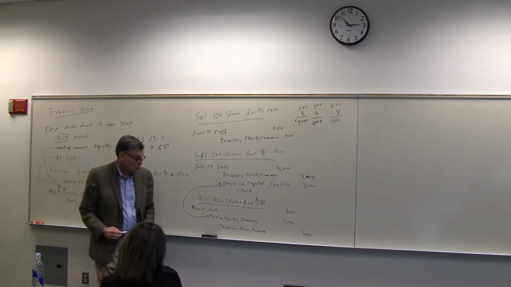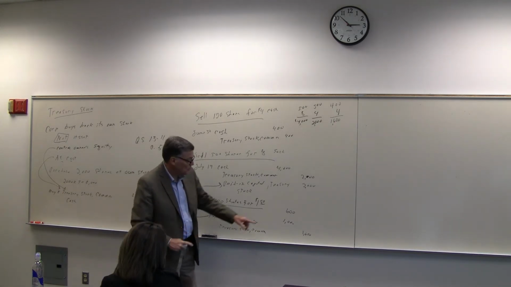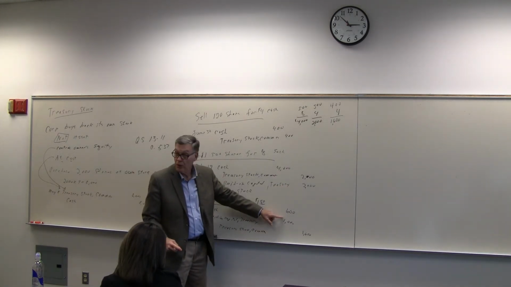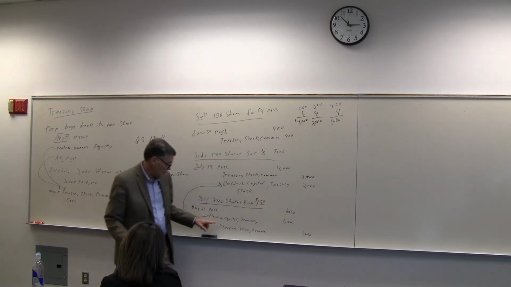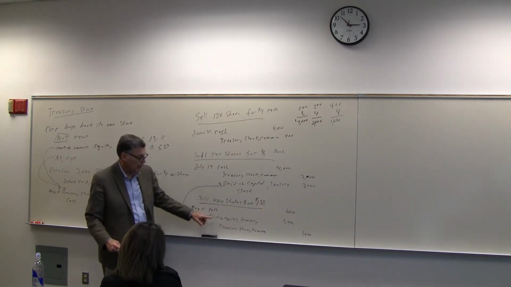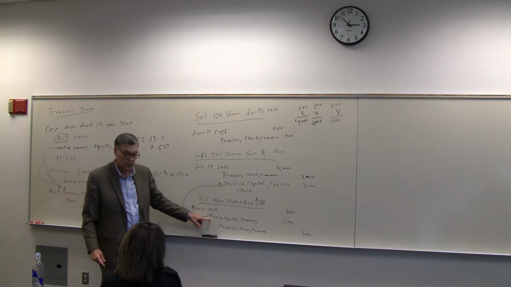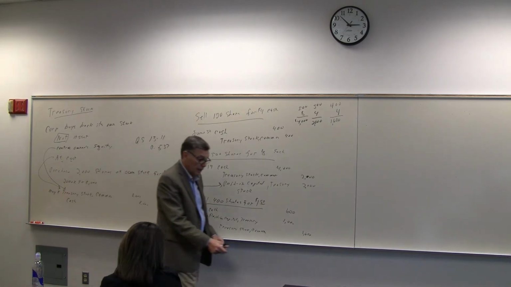Yes, exactly. So suppose this had been a figure like 2,500, right? Then 2,000 would be a debit to the paid-in capital common treasury, and the remaining would come out of retained earnings. It's a good question. All right, you guys are okay with that?